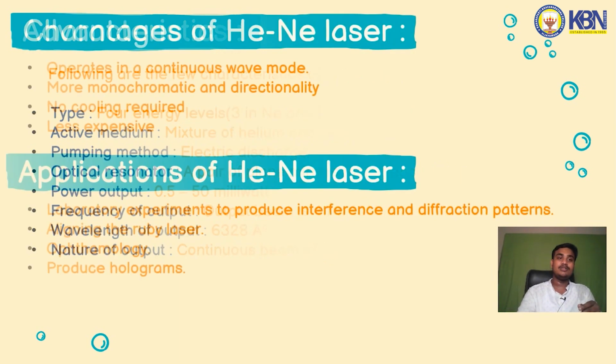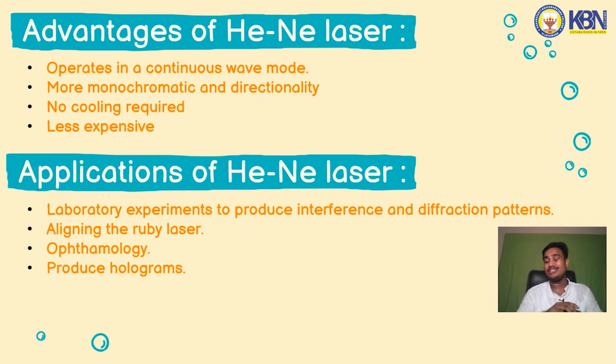Coming to the advantages or merits of the helium neon laser, the main advantage is that it operates in continuous wave mode. The ruby laser is a pulsed wave mode, but the helium neon laser is a continuous wave mode. By using the helium neon laser we can achieve more monochromaticity and directionality, no cooling is required, and it is less expensive compared to the ruby laser.